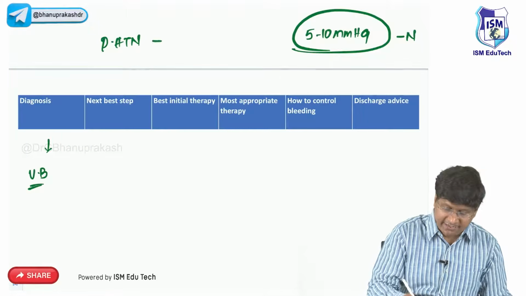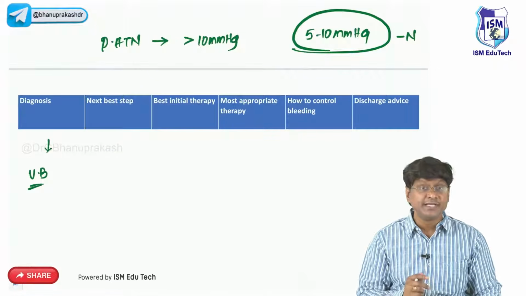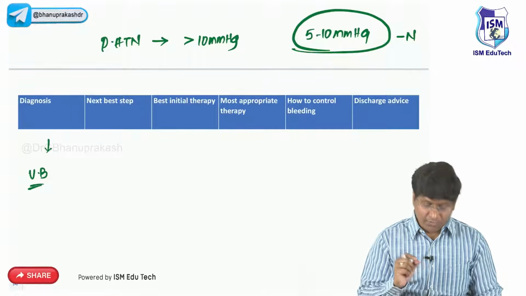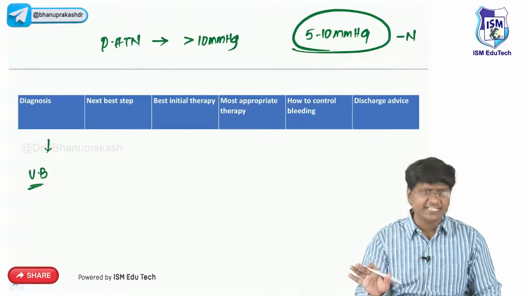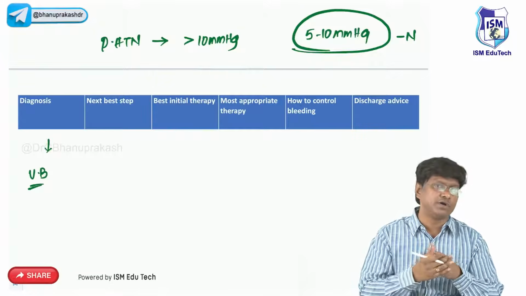But to call it portal hypertension, the portal venous pressure should be more than 10 millimeters of mercury. Now the point is this patient definitely developed portal hypertension. Now what are the other manifestations of the portal hypertension?